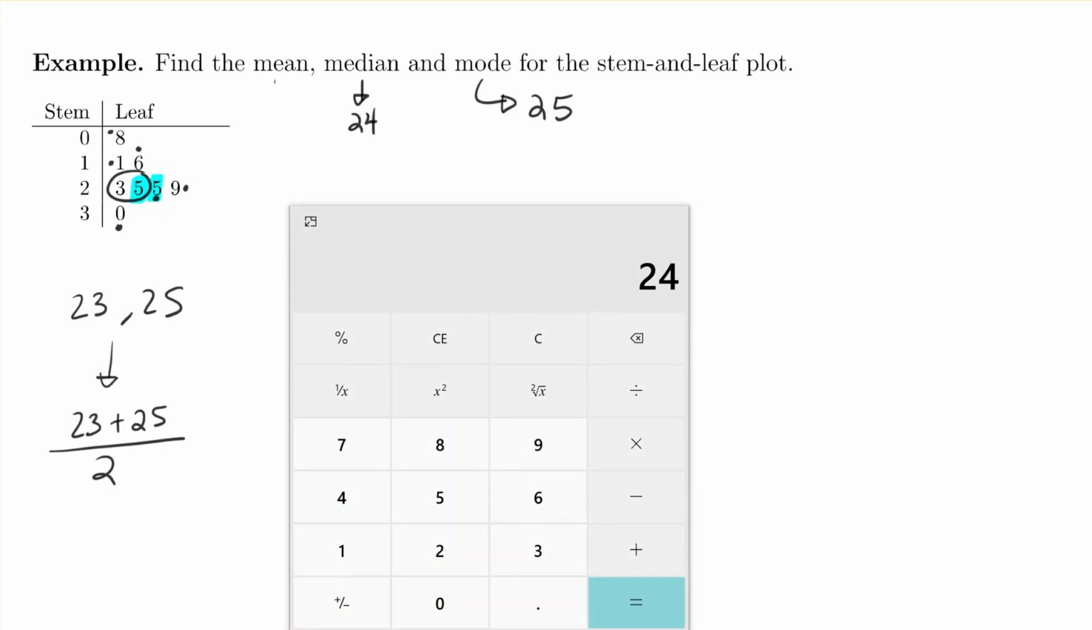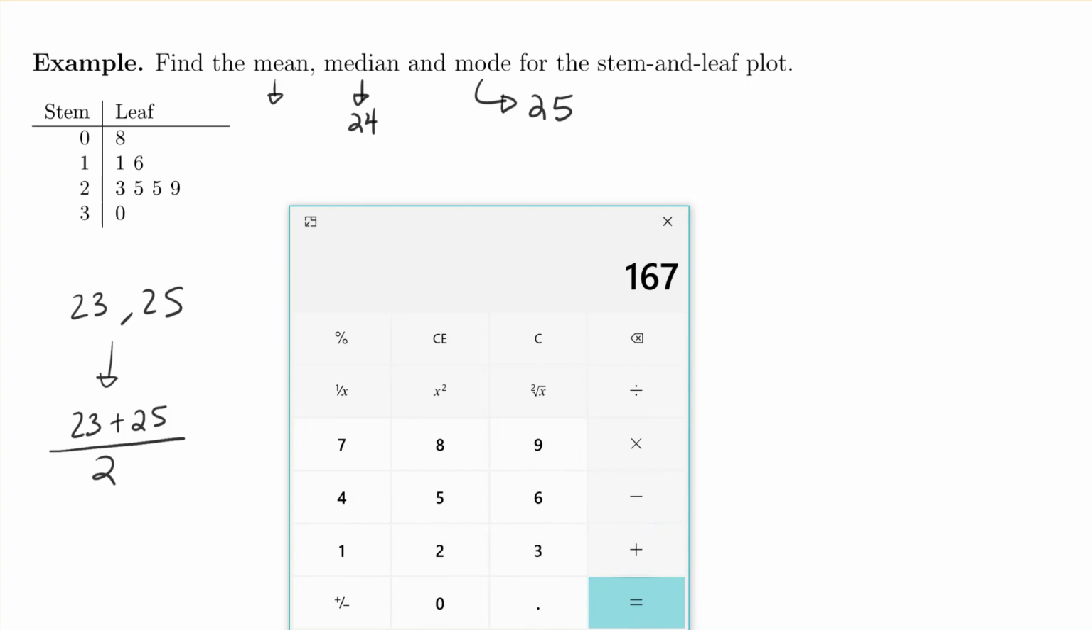And then finally, for the mean, I'm going to add all the values together and divide by how many there are in the list. So first, I've got 8 plus 11 plus 16. I'm just reading the stem and leaf diagram. Plus 23 plus 25 plus 25 plus 29 plus 30.